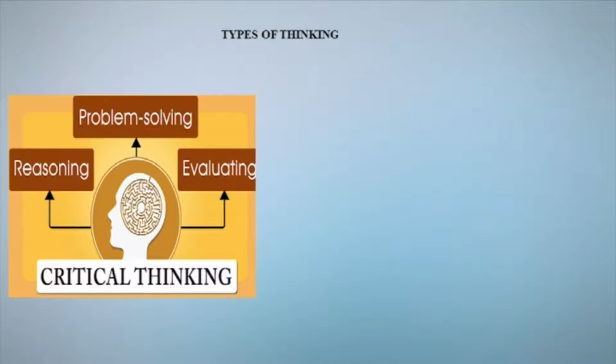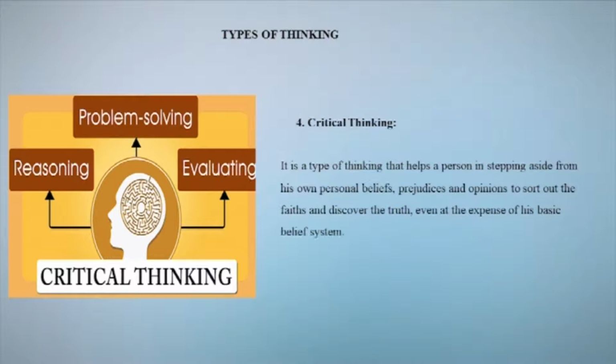The fourth one is critical thinking. It is a type of thinking that helps a person in stepping aside from his own personal beliefs, prejudices, and opinion to sort out the facts and discover the truth even at the expense of his basic belief system. Here one resorts to higher cognitive abilities and skills for the proper interpretation, analysis, evaluation, and inference, as well as explanation of the gathered or communicated information, resulting in a purposeful, unbiased, and self-regulatory judgment.